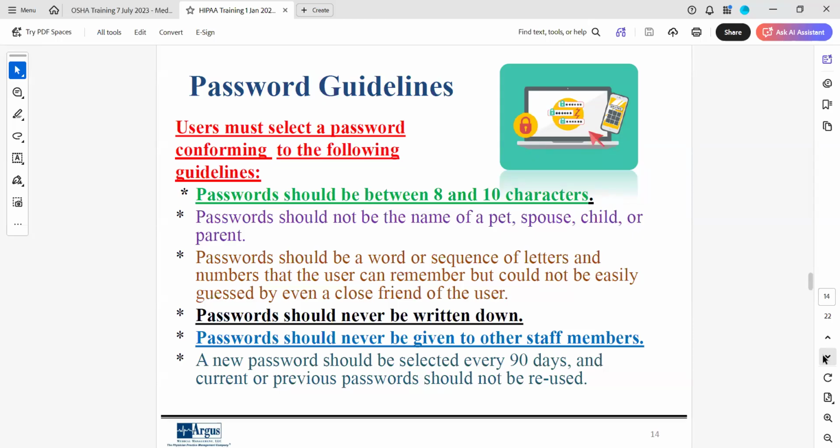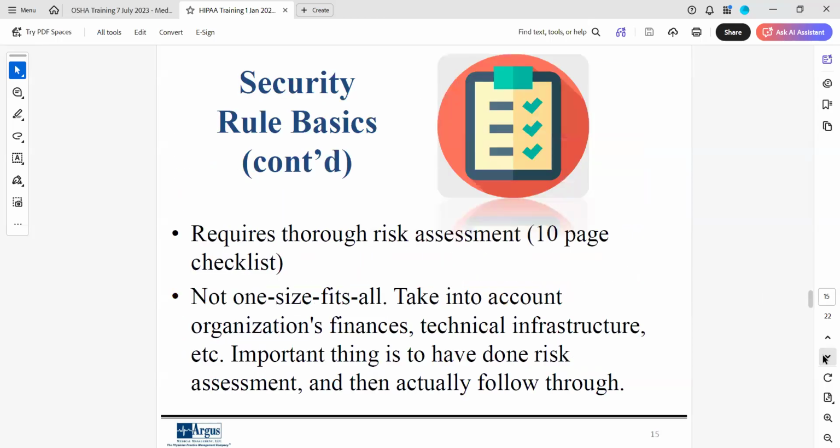Best case scenario, a new password should be selected every 90 days, and current or previous passwords should not be reused. That's not to say if your password is Apple Beta Dog, that you can't change it to Dog Apple Beta, but you shouldn't reuse the same password.